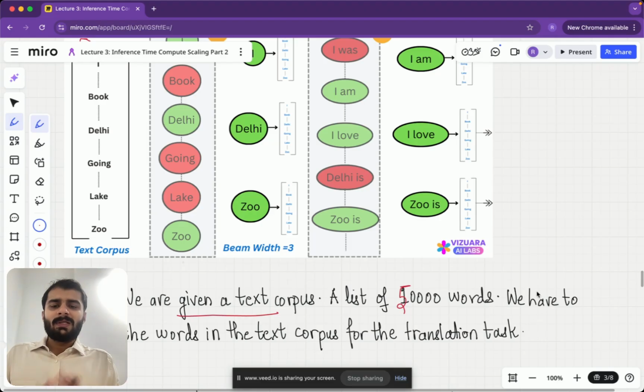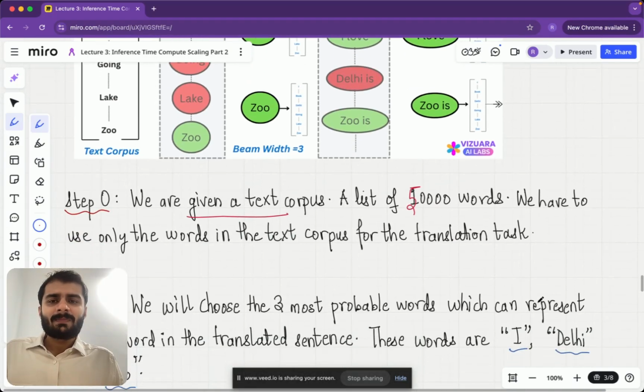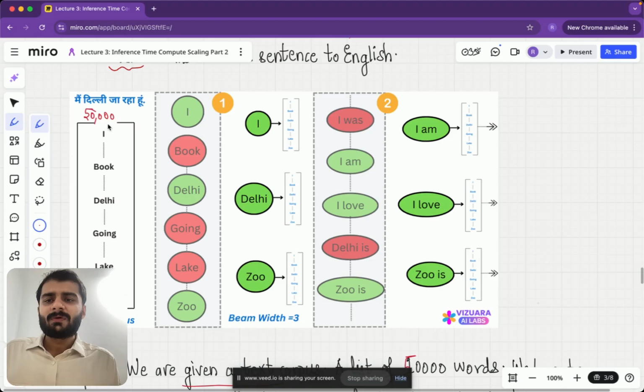And we have to use only the words in the text corpus for the translation task. Now, the next step is, out of these 50,000 words, we will select the most probable three words for the first word in the translated sentence. So, if we go through all these words, we have selected I, we have selected Delhi, and we have selected zoo. We have eliminated all other words.